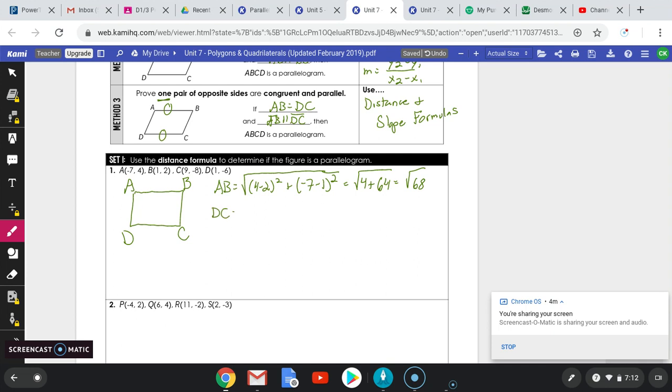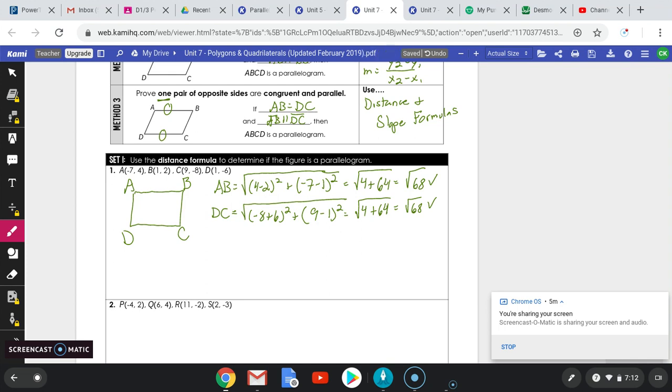Now I do the same thing for DC. DC is equal to the square root of, we could do negative 8, now it's minus negative 6, which really means plus 6 squared, plus 9 minus 1 squared. Well, negative 8 plus 6 is negative 2, squared is 4, because remember when I square anything it's positive. 9 minus 1 is 8, 8 squared is 64. And add them, and I get 68. So these are both the same.